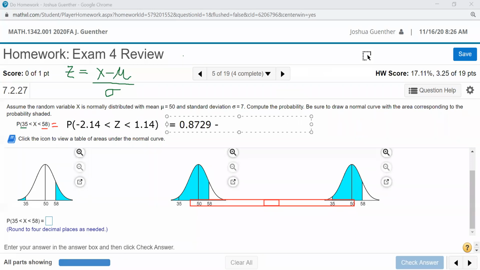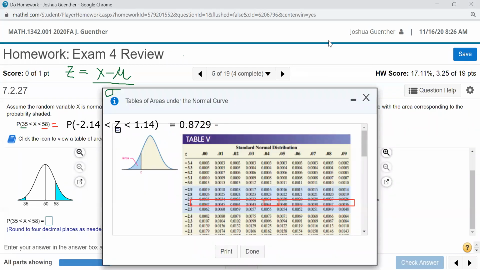Then we need to subtract off. Now we need to go look up the area to the left of negative 2.14. So let's see, negative 2.1, well, it's already actually on here. Here's the negative 2.1 row. And then we can actually look up negative 2.14, and it's going to be 0.0162.